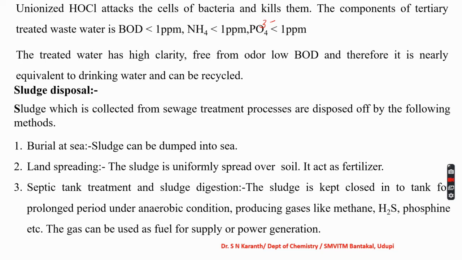The sludge collected from the sewage treatment process is disposed of by one of the following methods. The sludge can be dumped into a sea or by the land spreading method, where the sludge is uniformly spread over soil. After drying, it can be used as a fertilizer. The third way of disposal is septic tank treatment and sludge digestion. The sludge is kept closed in a tank for a prolonged period under anaerobic condition, in the absence of oxygen. It forms gases like methane, hydrogen sulfide and phosphine, and these gases can be supplied for power generation.